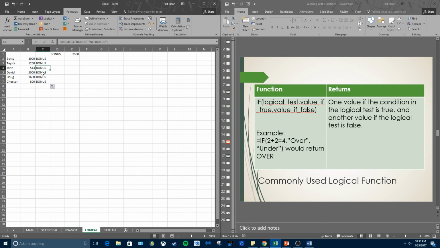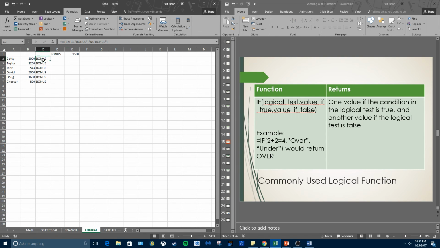And that did not work. Why did that not work? If B3 is greater than E2, it should say Bonus or No Bonus. This is not greater than E2. Oh. This is another one of those learning moments.